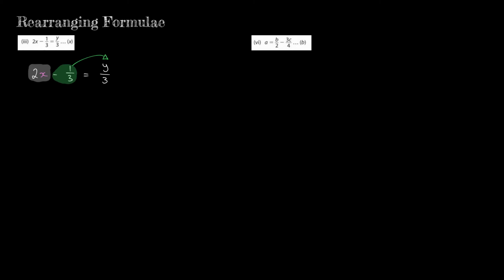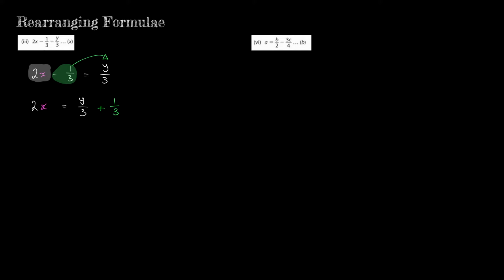So that will leave me with 2x, and obviously x there is in pink, is equal to y over 3. And instead of being minus 1/3, I'm going to add 1/3. The reason why I'm adding 1/3 is because it's coming across the equal sign. So it was a negative third, it comes across the equal sign, so it turns into a positive third.